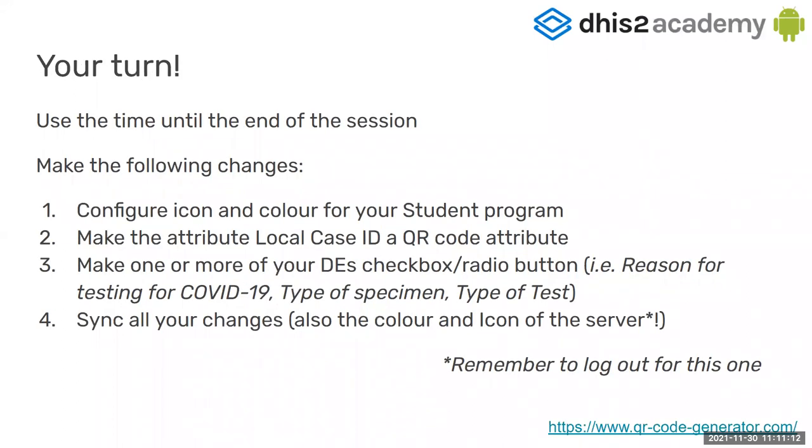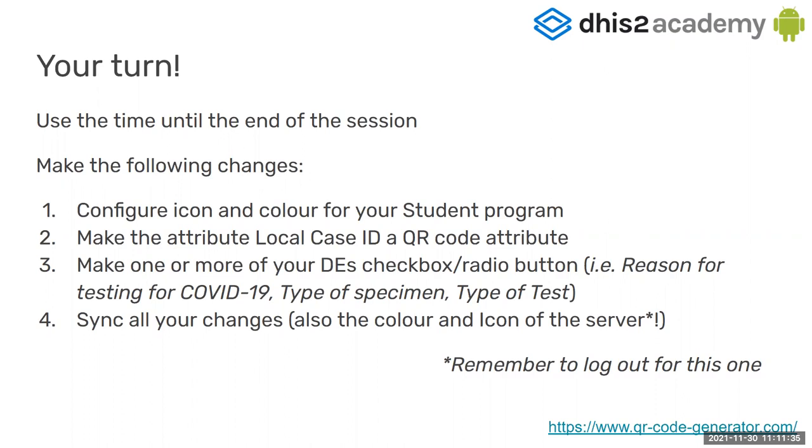What do we want you to do? Four things that can be done very quickly. You have to work now on your student program, not in the contact tracing that I used. That one is protected, so you will not be able to make changes there. Use your student program, and then please change the icon and the color of the program. Change the attribute local case as I did.